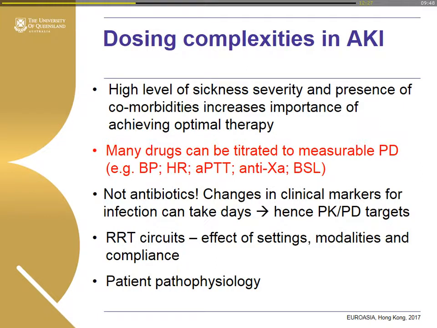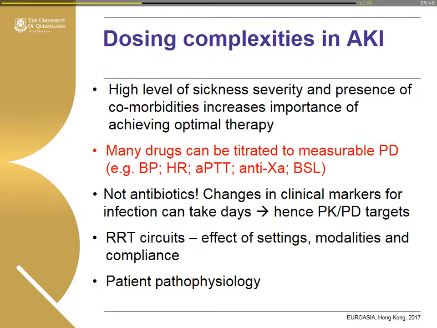But certainly, these patients are very sick. You saw the mortality rates for patients with severe sepsis receiving renal replacement therapy can be as high as 65%. And so this means that it's very important for us to be achieving optimal therapy. As I referred to before, many drugs can be titrated to some measurable clinical effect. But that's not the case for antibiotics.